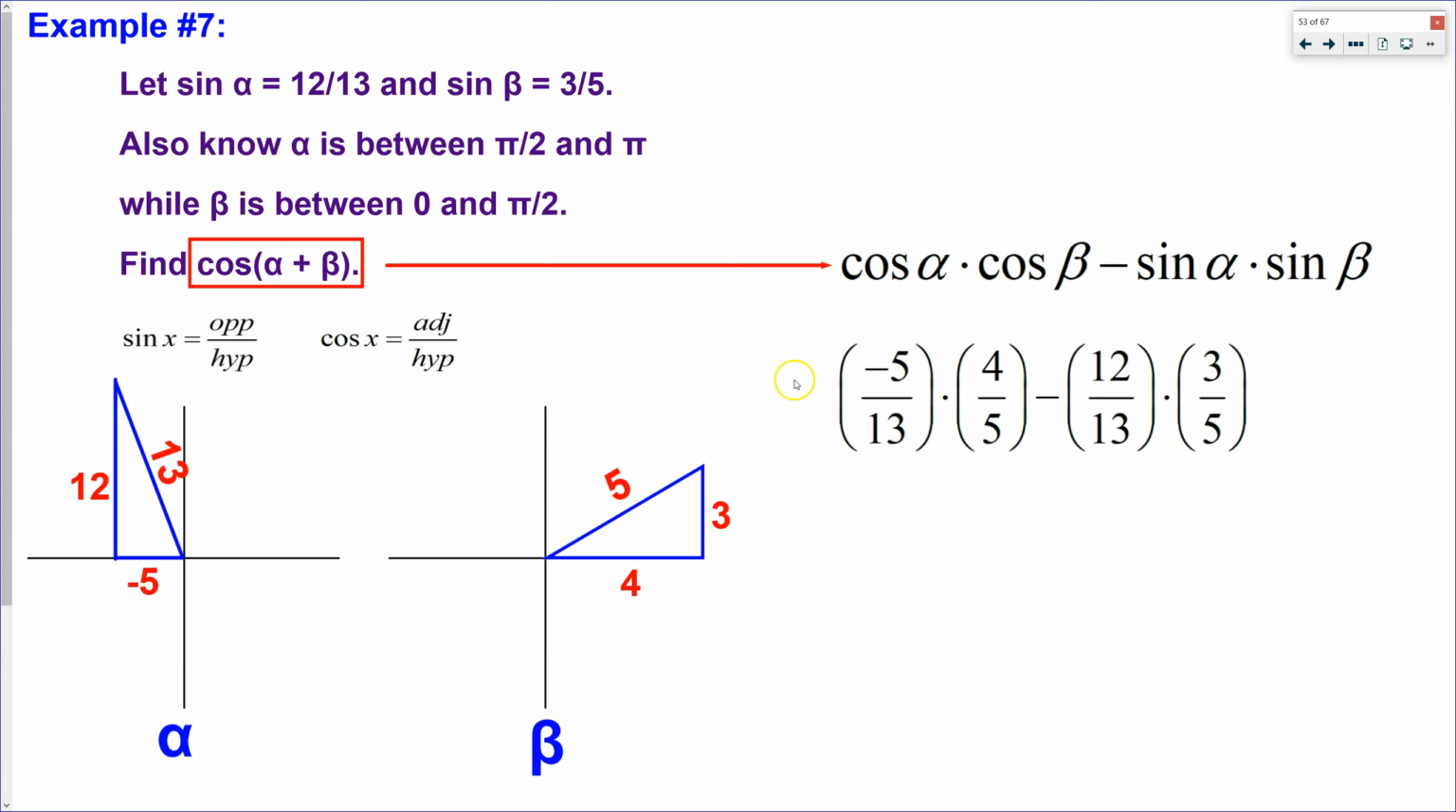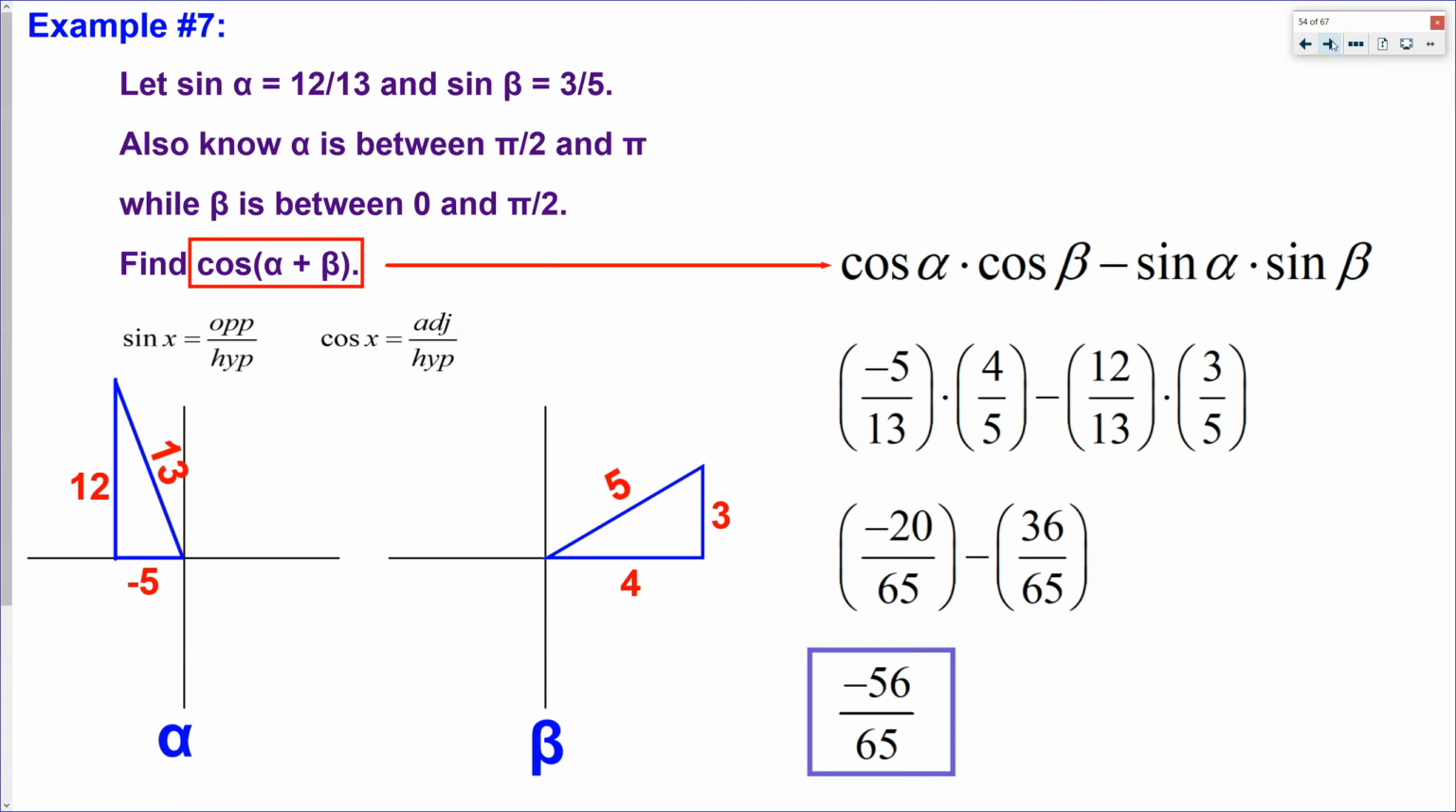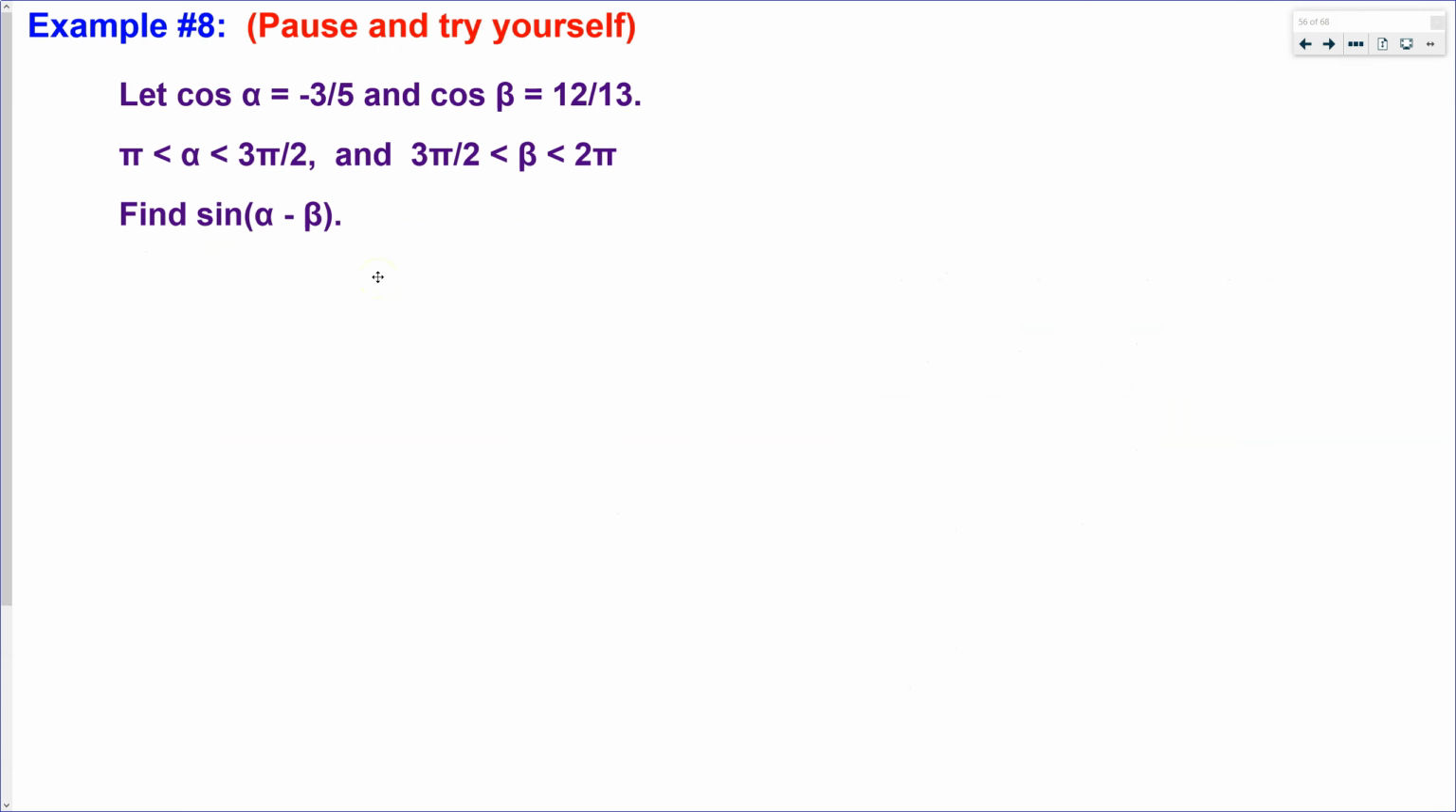So cosine is adjacent over hypotenuse. Cosine beta, again, adjacent over hypotenuse. Sine alpha, which they actually gave us, and sine beta, which they actually gave us. Go ahead and evaluate those, multiply straight across, and simplify. You'll get negative 56 over 65. That was example 7. We're moving on to example 8.